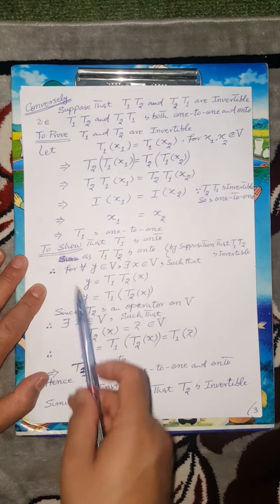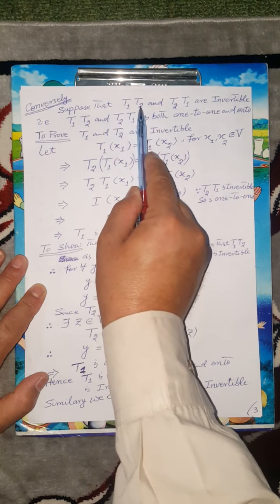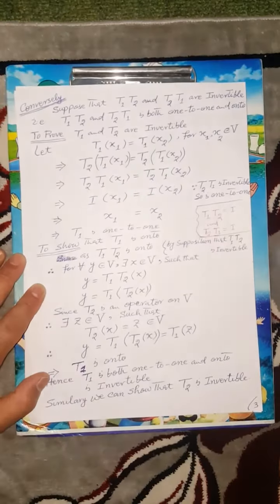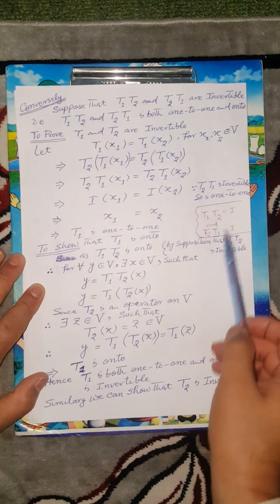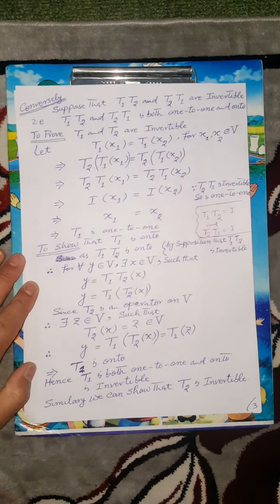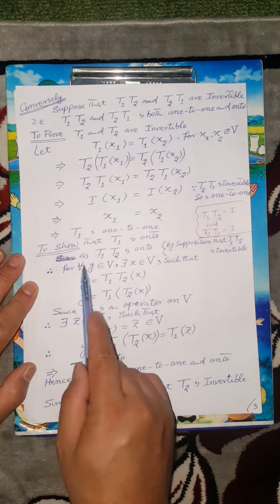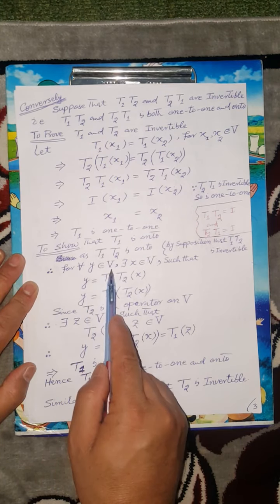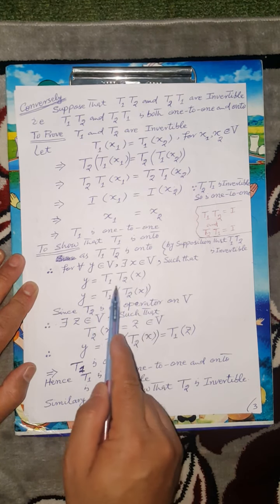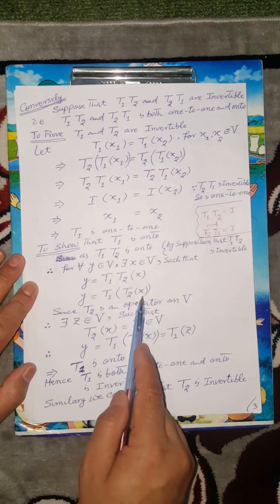To show that T1 is onto: as T1 T2 is invertible by supposition, it means T1 T2 is 1 to 1 and onto, and the composition of T1 and T2 as well as T2 and T1 gives an identity linear operator. That is, T1 T2 is equal to identity and T2 T1 is equal to the identity linear operator, according to the condition of invertibility. This is a result in our previous theorem. That is, for each element y in the vector space V, there exists an element x in V such that the image of x under T1 T2 is equal to y, which can also be written as T1 T2 x equal to y.